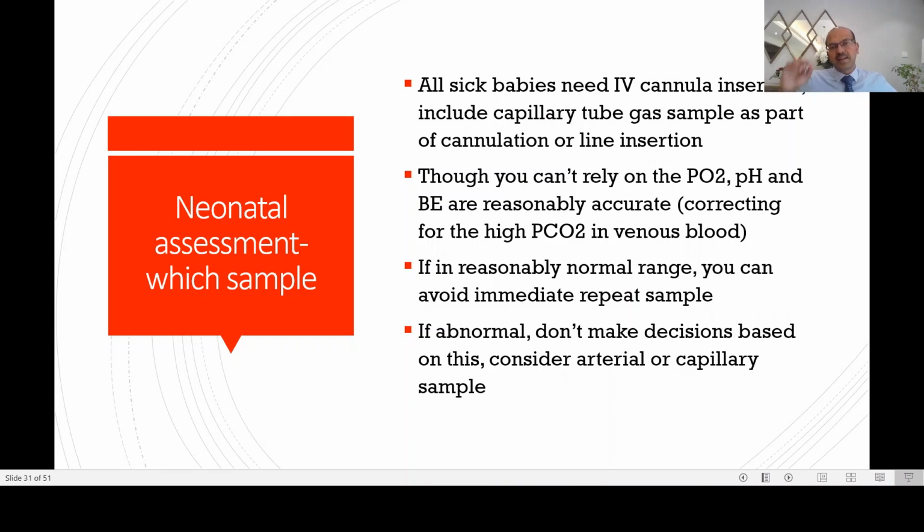In terms of neonatal assessment, all sick babies would need an IV cannula insertion. So you have a cannula insertion usually as a first step when you assess the baby. You do a blood sugar, and a blood gas can be part of that as well because it gives you valuable information. A venous sample is not as accurate because the carbon dioxide is going to be higher, and because the carbon dioxide is higher, the pH also is lower. So the carbonic acid content is more, so the pH will drop. So you should evaluate that keeping these 2 points in mind.